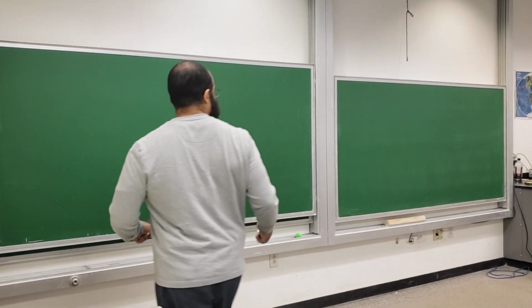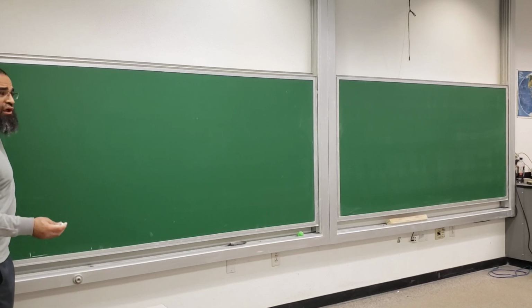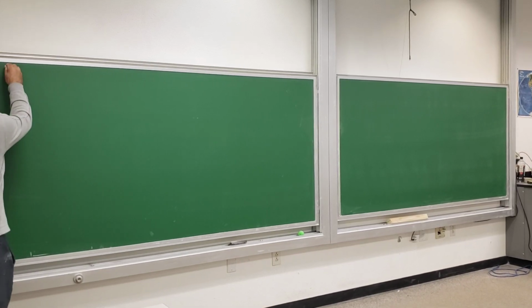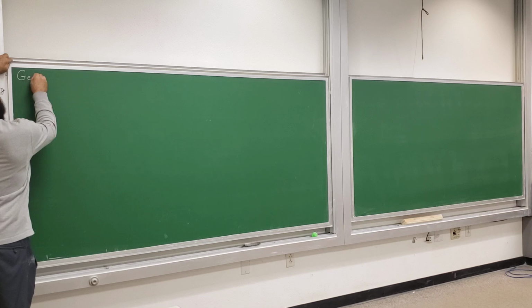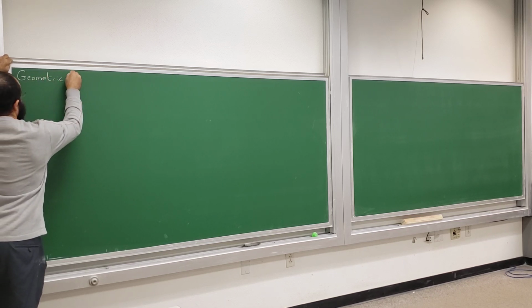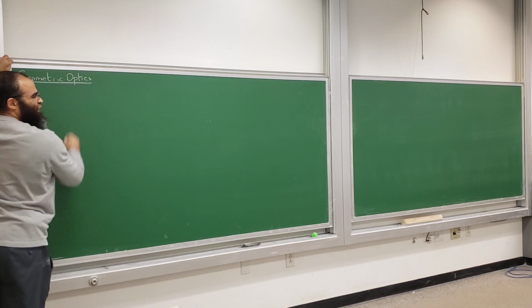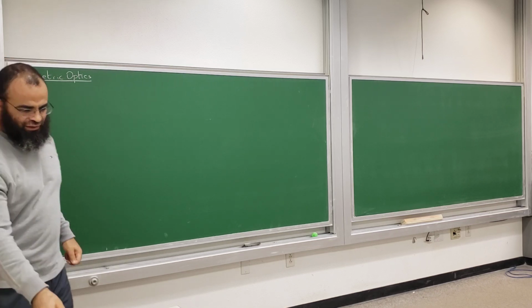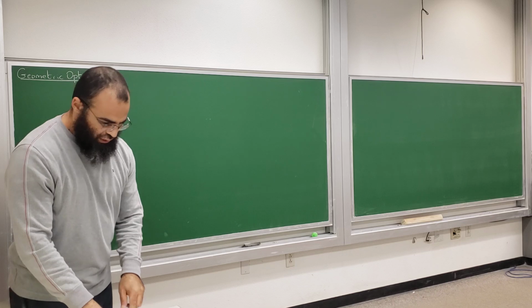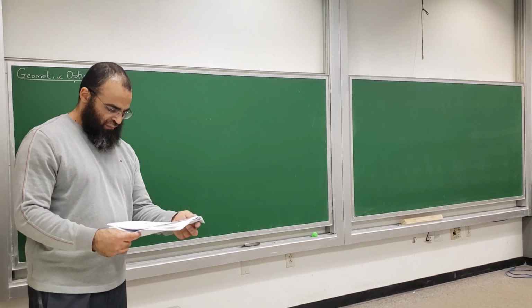All right, so this is the beginning of chapter 34, lenses and mirrors. They call it geometric optics. They have a lot of words that they define, and I think it's worth it that they do go through the definitions.